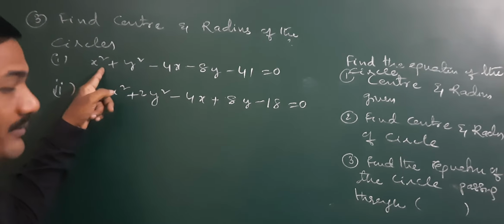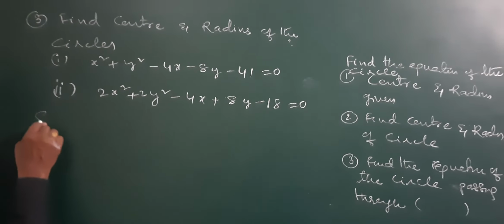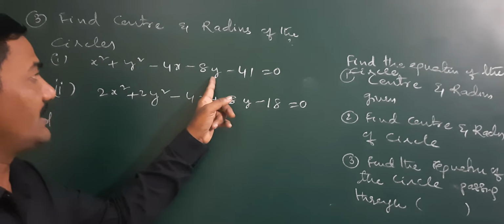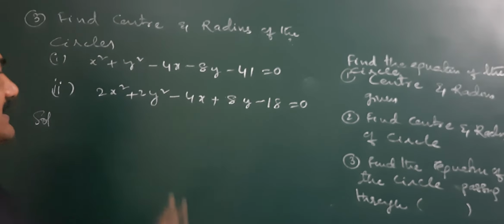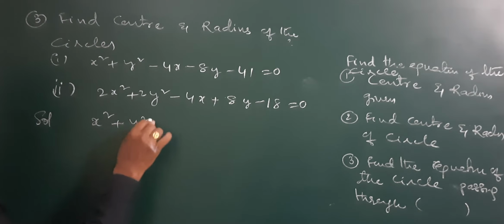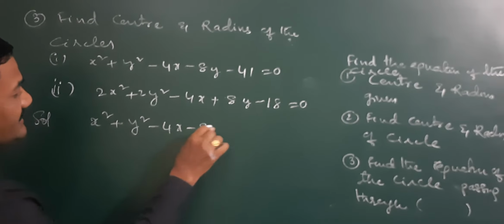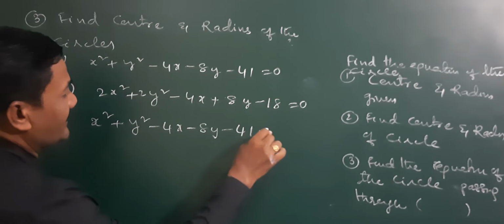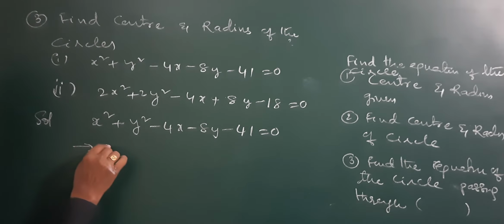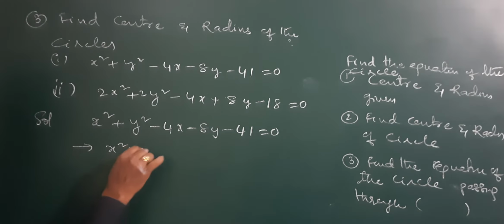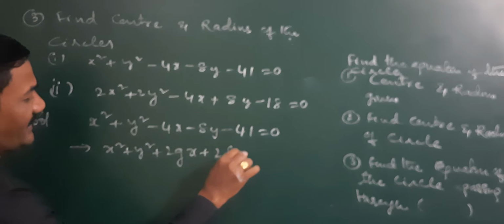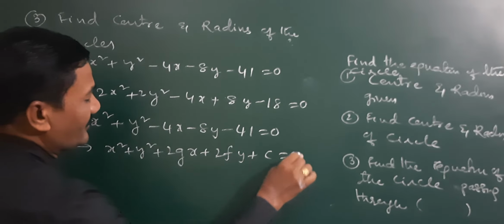The third one: find the center and radius of the circles. Question number 1 and question number 2 are very simple. Question number 1: x square plus y square minus 4x minus 8y minus 41 is equal to 0. This equation can be compared with the general form x square plus y square plus 2gx plus 2fy plus c is equal to 0.